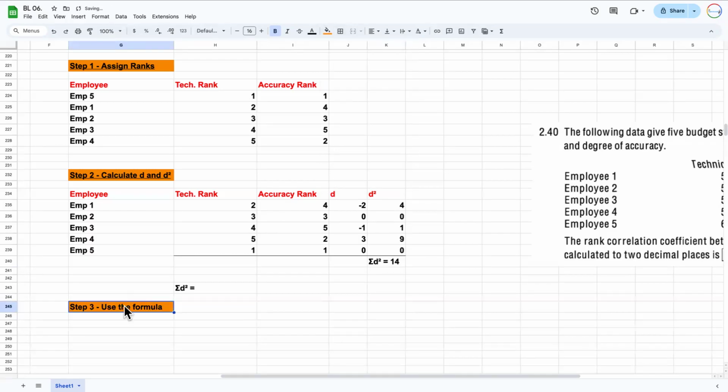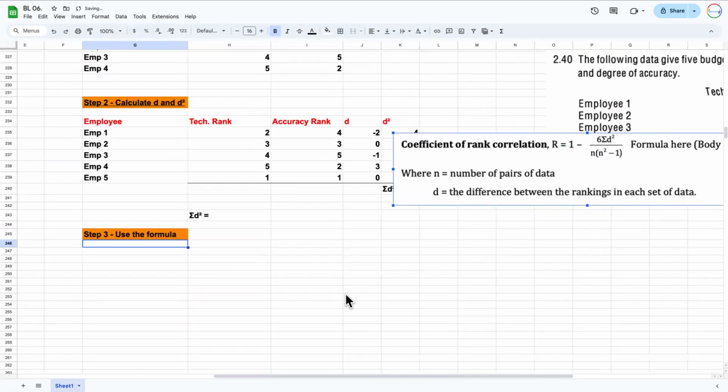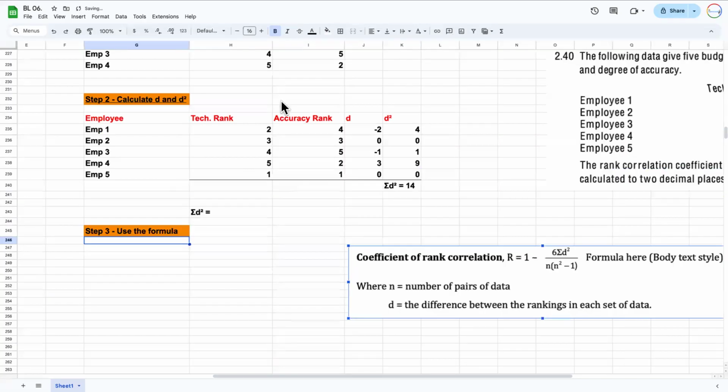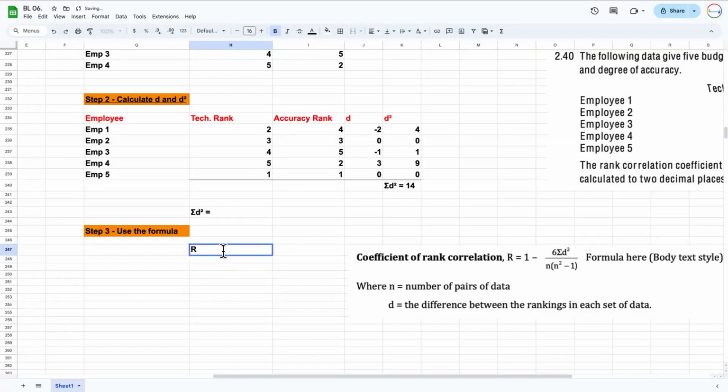We are going to use the formula. So what is the formula? The formula is here. You have to remember this formula for your examination purpose. So how are we going to apply this formula right now? The R is equal to, that is the capital R we are using for the rank correlation, not a small r. Small r we use for the coefficient of correlation, and small r squared for the coefficient of determination. The big capital R is for the rank correlation. I hope you are okay with that.